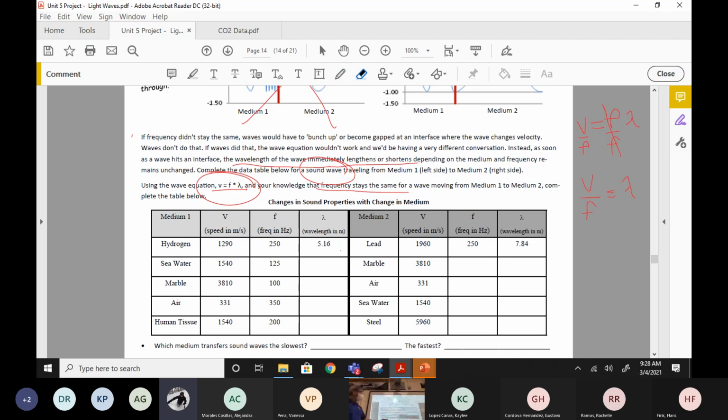How do we find lambda? I want you to work on getting this one right now. Velocity divided by frequency. Okay, so you can fill in that table. What did we do? 1,540 divided by 125. Did you get 12.32? That's what you're going to fill in here.